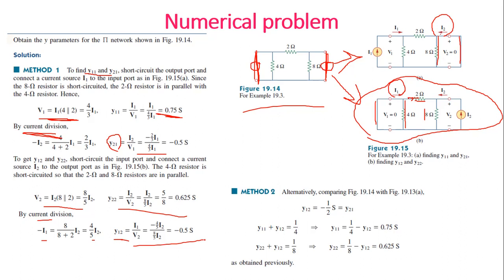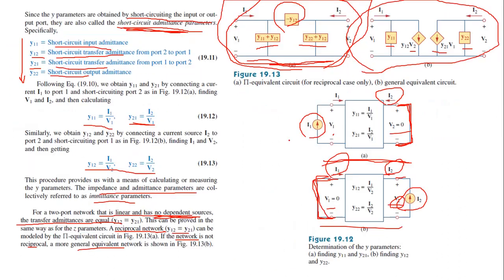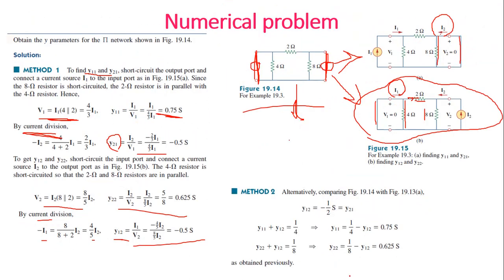This is one method. The second method is the easiest way. This circuit is a linear circuit and it does not have a dependent source. So this is a reciprocal network. So this can be related to the pi circuit which we saw earlier. Equate everything and find the value of all the admittances.